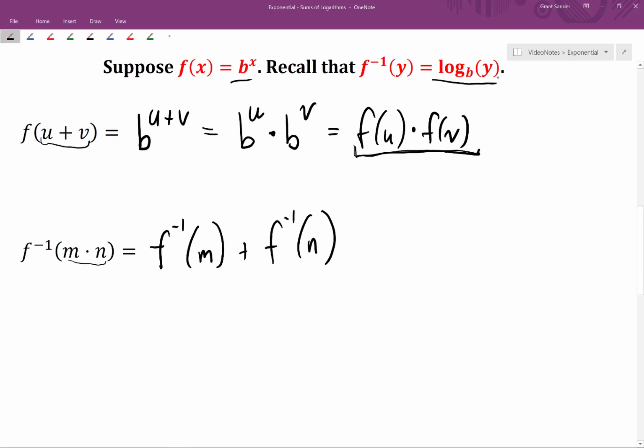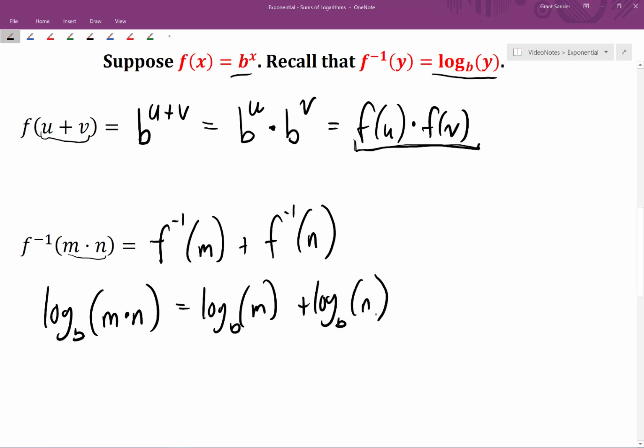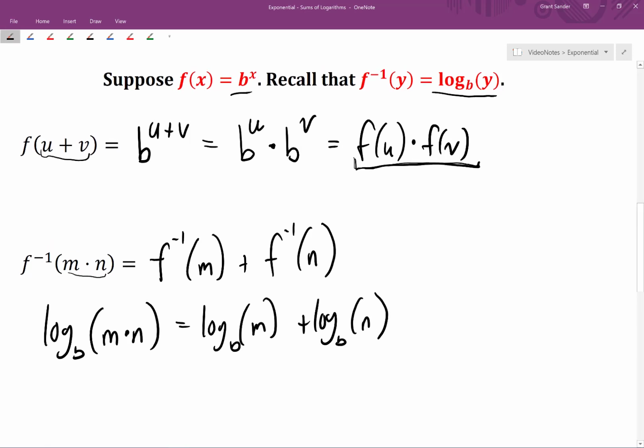But remember that f inverse of y is just log base b of y, which tells us that log base b of m times n is just equal to log base b of m plus log base b of n. So this is kind of complicated, but just remember that log base b is the inverse to b to the x. So if we have addition in the exponent resulting in multiplying the output, then we need to switch that when looking at f inverse. So multiplying in the input of f inverse should give us addition in the output, which means that multiplying in the input of log should correspond to adding the outputs of logs.